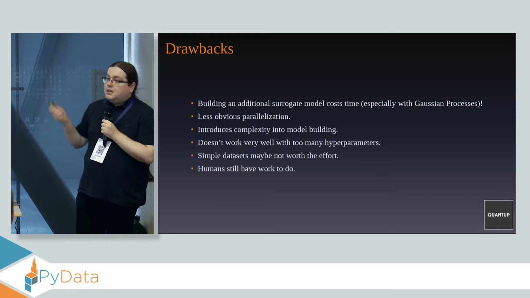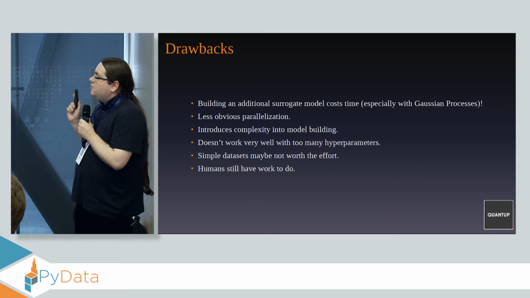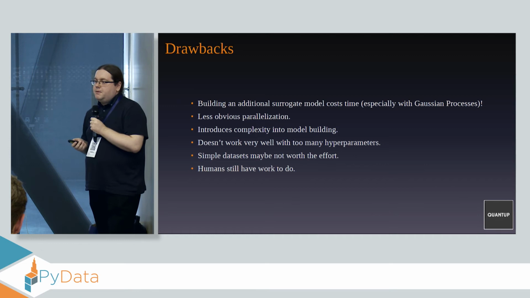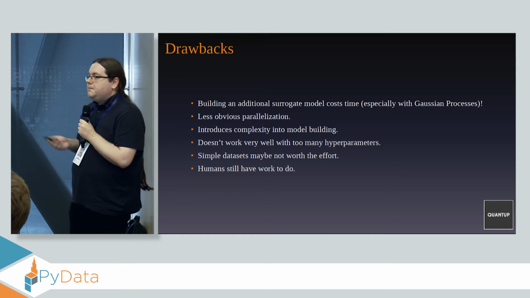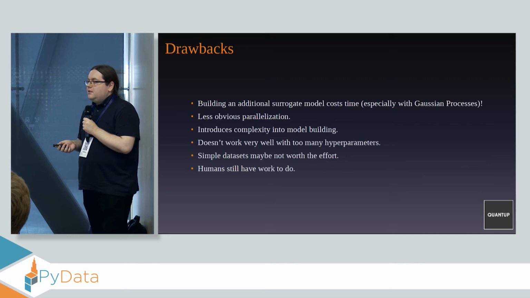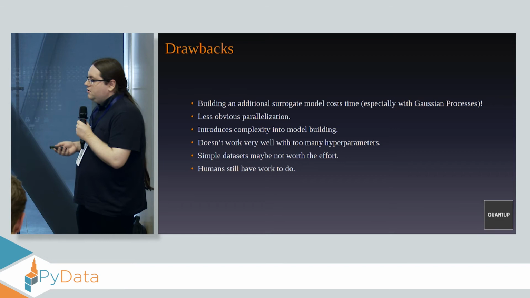Doesn't work too well with too many hyperparameters, but actually no method works too well with too many hyperparameters. As long as you do gradient-less optimization, there are no golden bullets. For simple data sets, maybe not worth the effort. If you have a simple data set, you don't actually need to tune many hyperparameters. You can usually do it manually, and it will be fine.